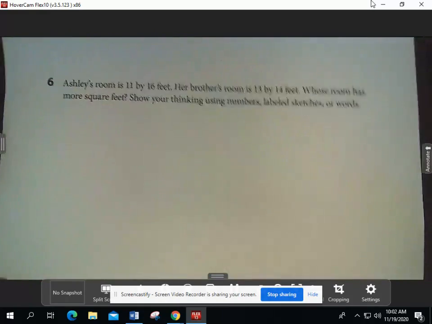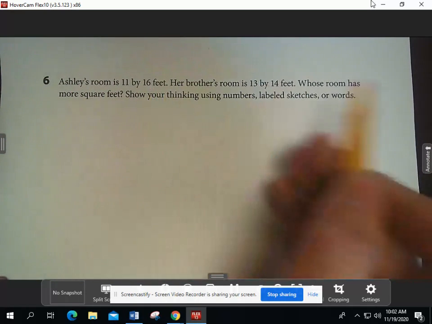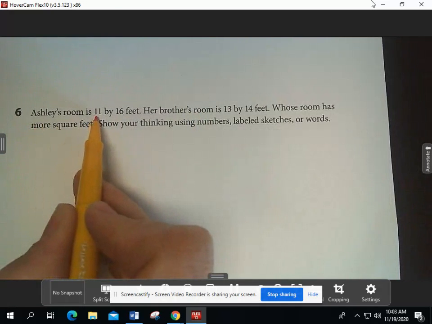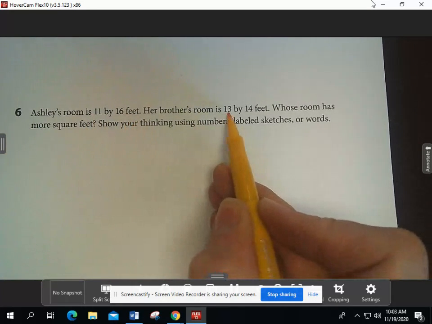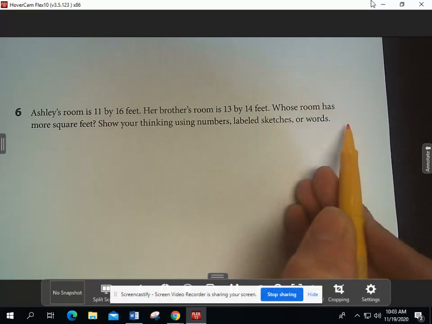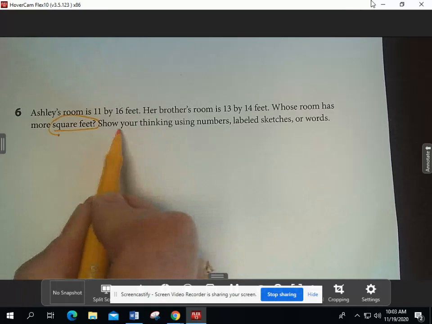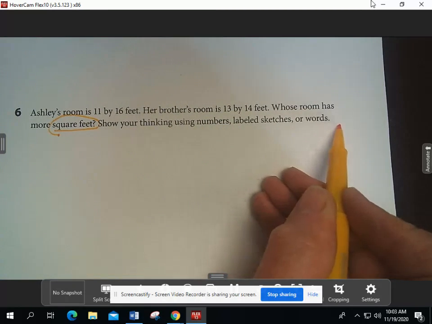Now we have Ashley. Please be aware. Ashley has a bedroom and her brother has a bedroom. How many bedrooms is that? Put your fingers in the air. Okay, so does that give you an idea already of what you're going to have to do? It says Ashley's room is 11 by 16 feet. Her brother's room is 13 feet by 14 feet. Whose room has more square feet? We're looking for area. Show your thinking using numbers, labeled sketches, or words.